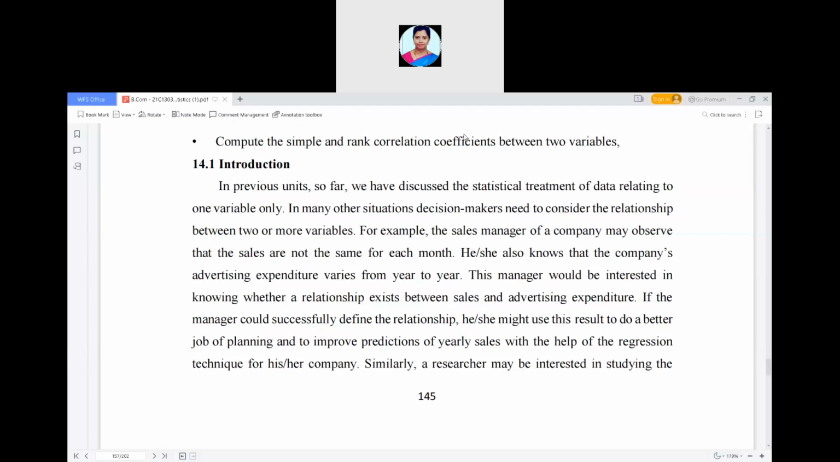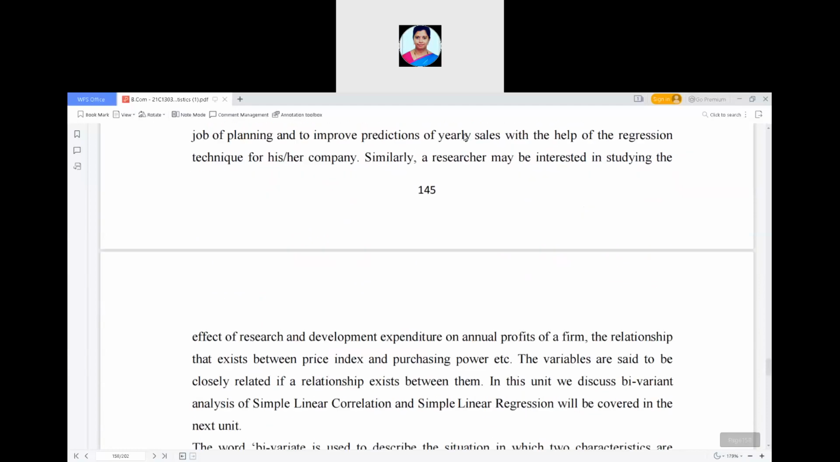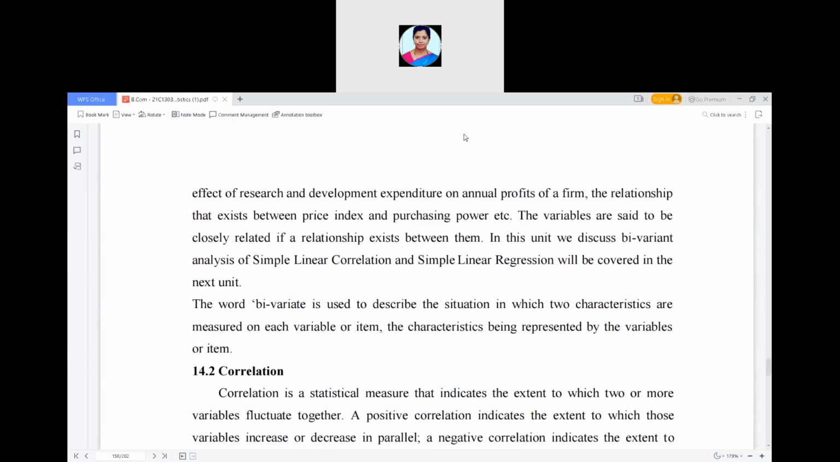If a manager could successfully define the relationship, he might use it to do a better job of planning and to improve the predictions of yearly sales with the help of the regression technique. Similarly, a researcher may be interested in studying the effect of research and development expenditure on the annual profit of a firm, or the relationship that exists between the price index and purchasing power. The variables are said to be closely related if a relationship exists between them.